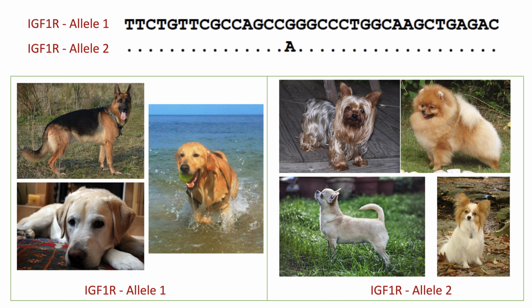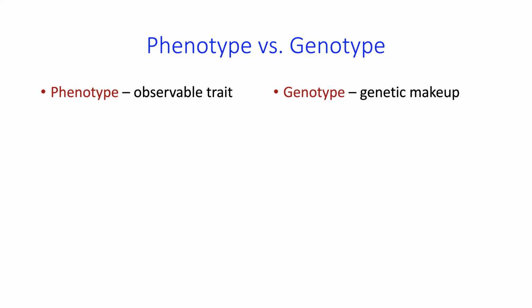Many genes have multiple alleles or variants that exist in the population. However, any given diploid individual will have two copies of a gene. These copies might be the same allele, or they might be two different alleles. When we talk about genetics, we use these two words frequently, genotype and phenotype. Phenotype refers to the observable traits that are expressed by an organism, while genotype refers to an organism's underlying genetic makeup. Let's use our dogs as an example.